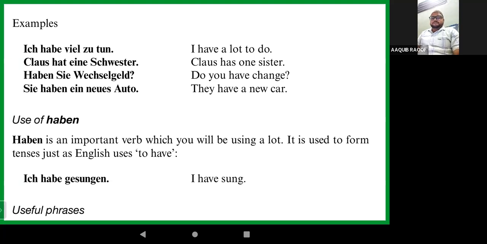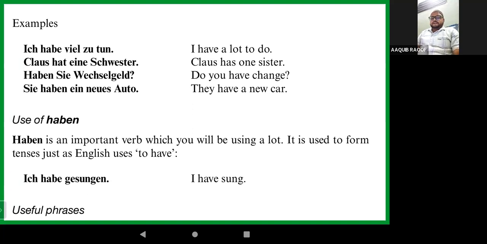Eine, one, or a. Used like in English we use a. Ein and eine. Eine for female and ein for male. Klaus hat eine Schwester. Klaus has one sister. Haben Sie Wechselgeld? Geld is money and Wechsel is change. Do you have change? Sie haben ein neues Auto. They have a new car.